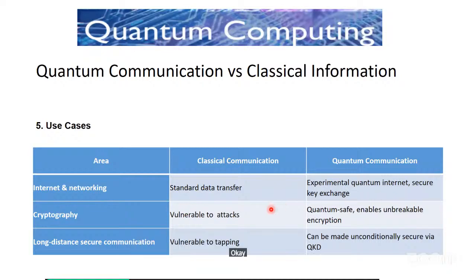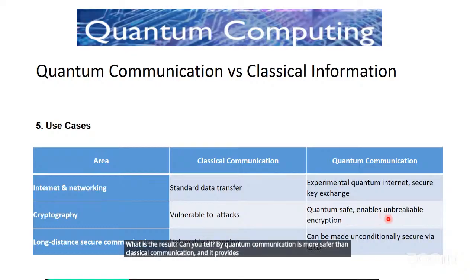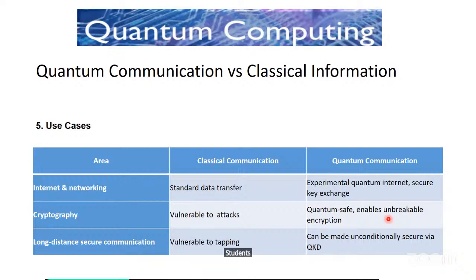If you focus on cryptography, in classical communication it is very easy to attack. Hackers can easily attack. Whereas quantum communication provides safe, unbreakable encryption. What is the reason? Can you tell? Students, why is quantum communication safer than classical communication, and why does it enable unbreakable encryption? How?